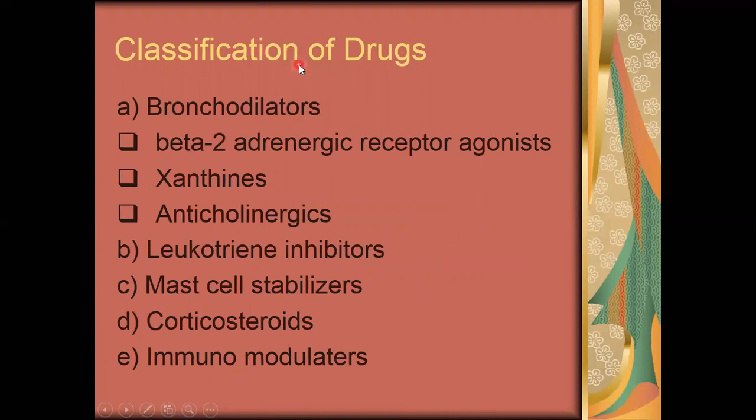Coming to the classification of anti-asthmatic drugs, here we have different classes of drugs. The first one is bronchodilators. In that, based on the mechanism of action, we have three categories: beta 2 adrenergic receptor agonists, xanthines, and anticholinergics. The next categories are leukotriene inhibitors, then mast cell stabilizers, corticosteroids, and finally immunomodulators.